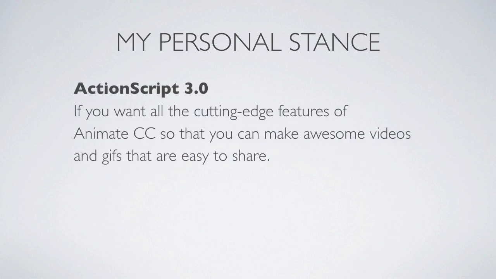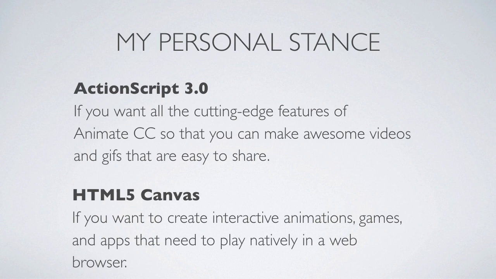You're going to choose ActionScript 3.0 documents if you want all the cutting edge features of Animate CC so that you can make awesome videos and GIFs that are easy to share. You'll choose HTML5 Canvas if you want to create interactive animations, games, and apps that need to play natively in a web browser. Moving forward with Animate CC for Everyone, we're going to be using the ActionScript 3.0 document type because that serves our needs the best.